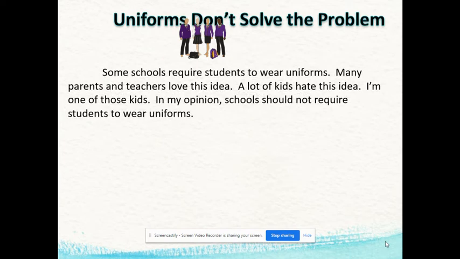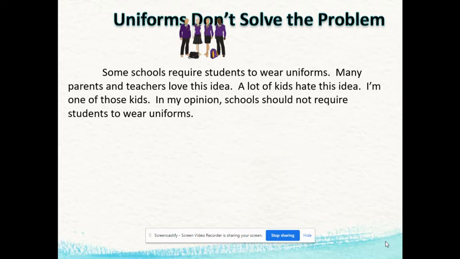Some schools require students to wear uniforms. Many parents and teachers love this idea. A lot of kids hate this idea. I'm one of those kids. In my opinion, schools should not require students to wear uniforms.